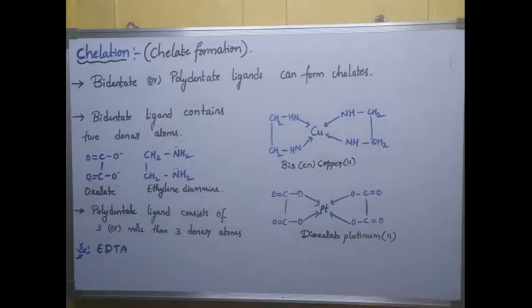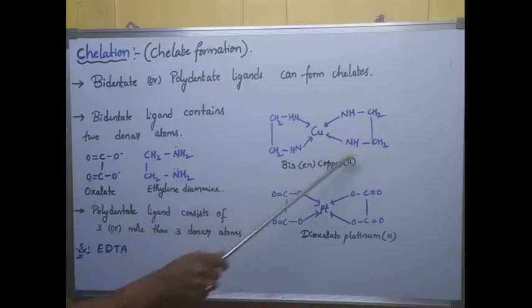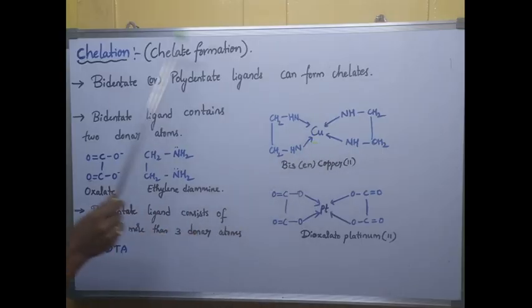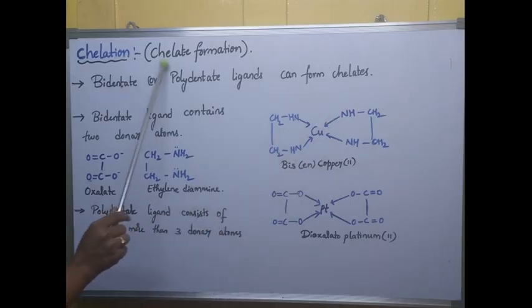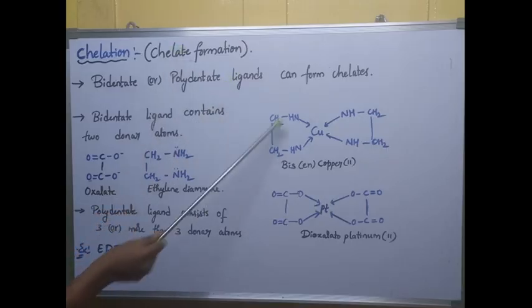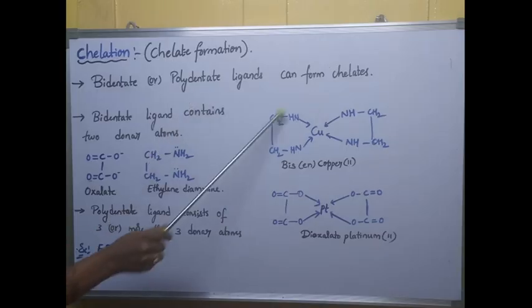Coming to the next topic, chelation or chelate formation. Chelation is the process of formation of a ring-like structure around the central atom. This process is called chelation, and this ring formation is called chelate formation. The ring is called a chelate. So which ligands can form chelates easily? Bidentate and polydentate ligands can form these chelates.